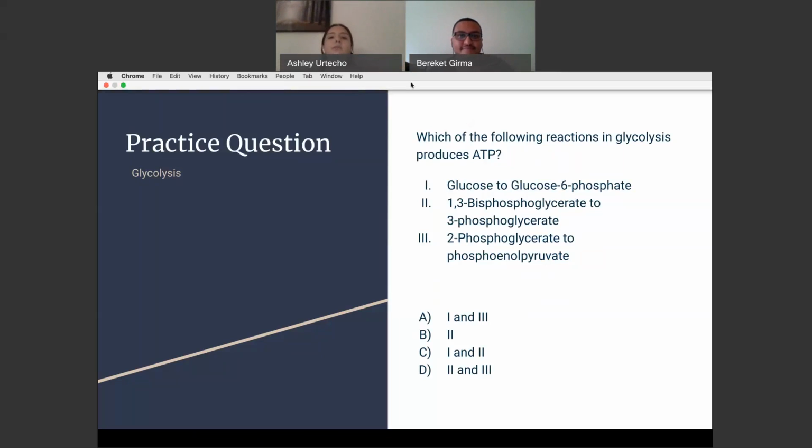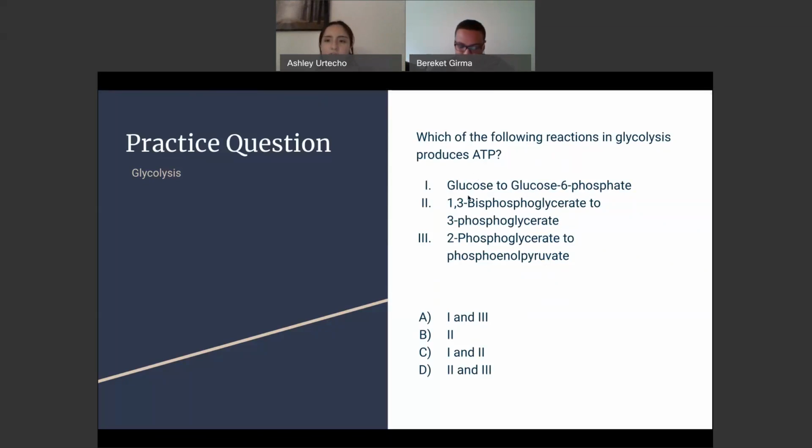So let's break it down. Number one, glucose to glucose 6-phosphate. This is the first step of glycolysis, which is still in the investment phase. So you're not going to be making any ATP because it's not the payoff phase. So A and C are immediately out. Two is automatically correct because they're the two answer choices left. So you really have to just see if three is correct.